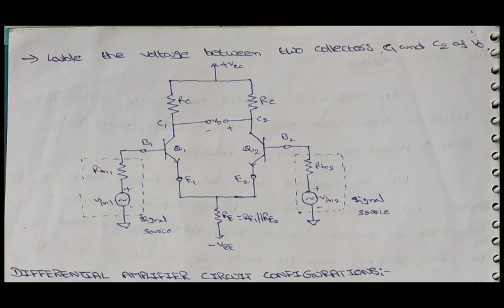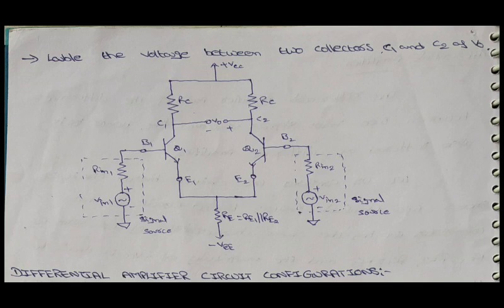Finally, if we observe, label the voltage between the two collectors C1 and C2 as V0. So here is an important point: in between C1 and C2 we need to measure the output voltage. We need to apply the input voltage in between the two bases B1 and B2, and we need to measure the output voltage in between the collectors.